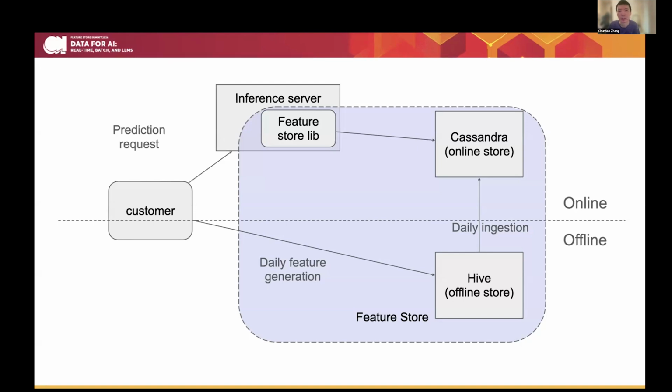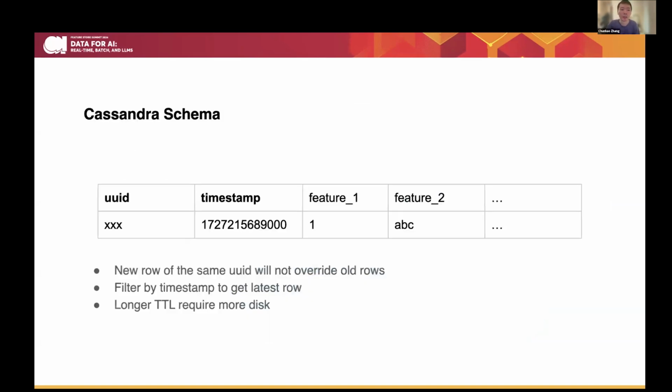And for the feature store team, we have a plug-in in the inference server. So when the customer sends a prediction request to the inference server, our library will help find, for each feature, which Cassandra instance it is in and which table to fetch. Then for the Cassandra table, we will have the UUID and timestamp as the key. Typically, customers only want to query the UUID, but we add the timestamp for some reasons.